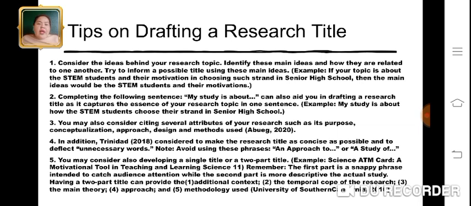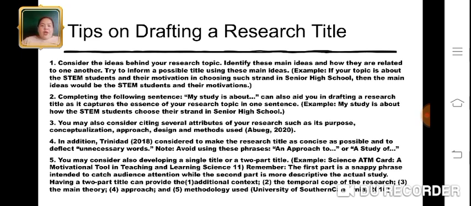Number 4, in addition, according to Trinidad 2018, consider making the research title as concise as possible and deflect unnecessary words. Avoid using these phrases, "an approach to" or "a study of."